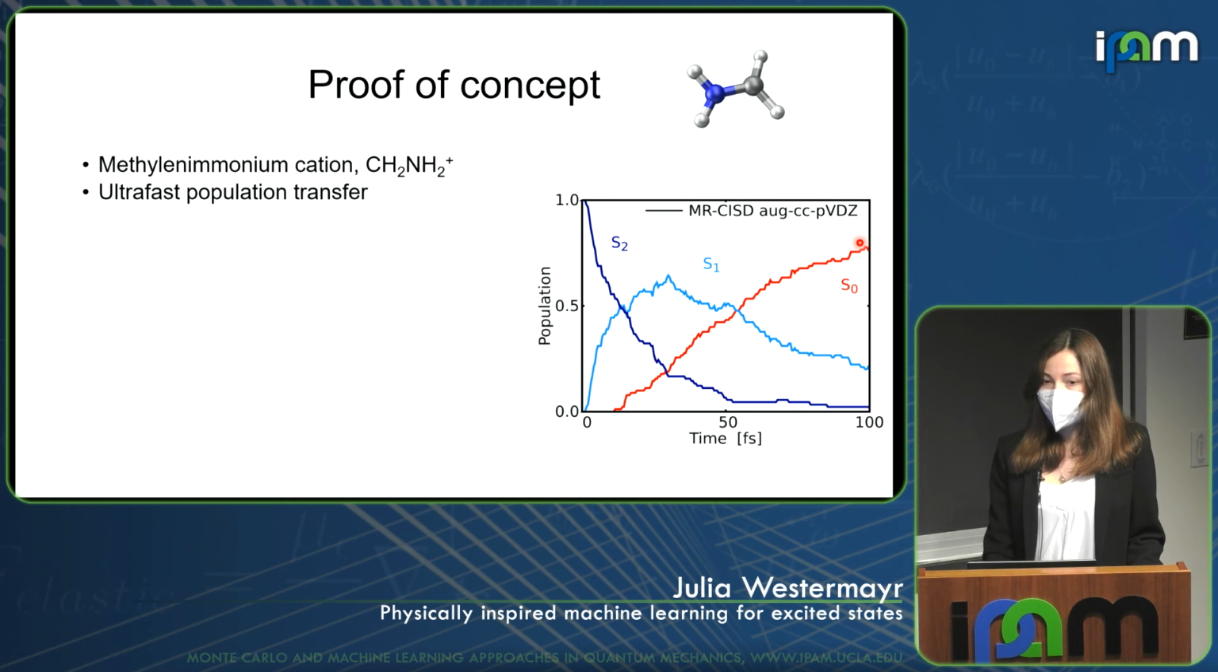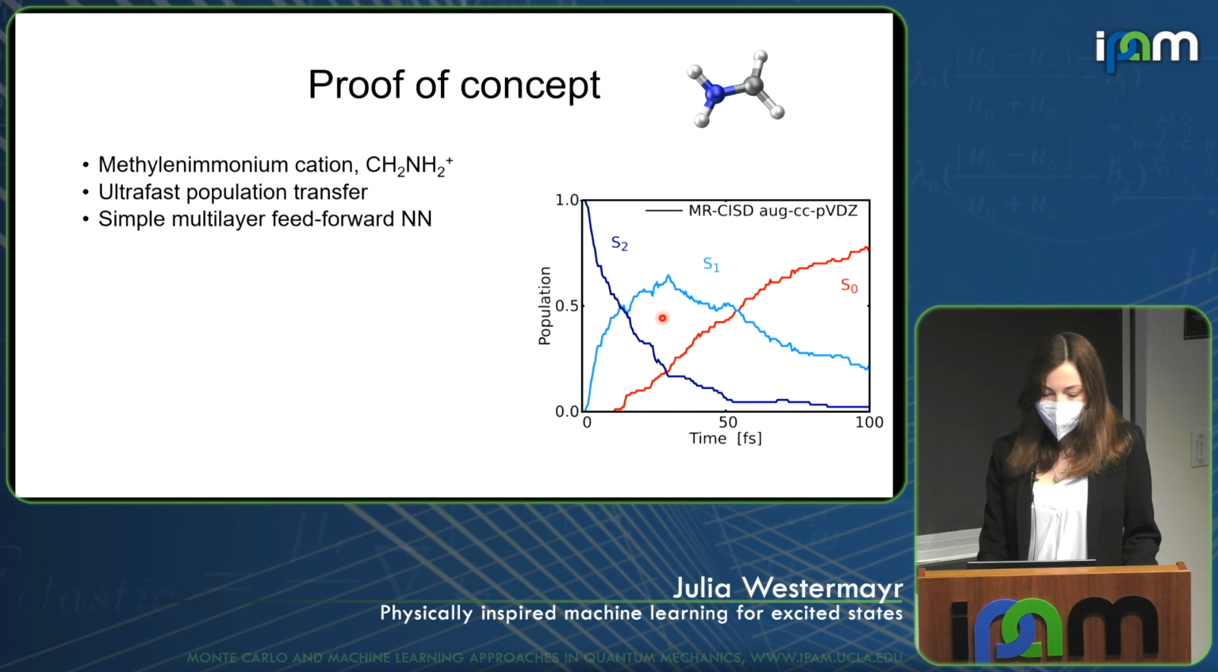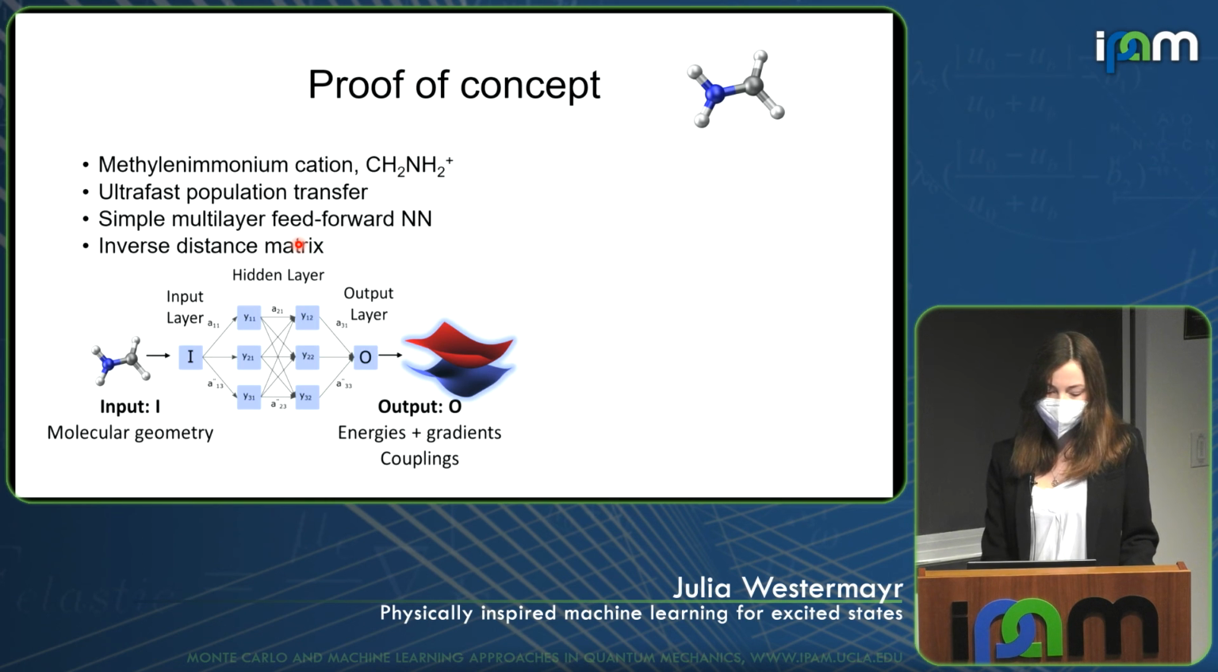And because this is so fast, we thought it was a good and still challenging example, because if we want to model these transitions correctly, then we need to get the couplings very accurate. For our first study, we stick with the simplest approach possible. We used multi-layer feed-forward neural networks. And as a descriptor for the molecule, we used the inverse distance matrix. This was OK, because we just stick to this one molecule, and we didn't change the ordering of the atoms.